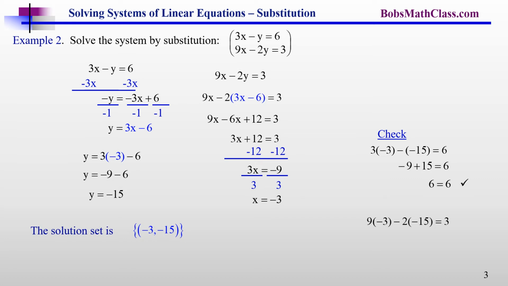9 times negative 3 minus 2 times negative 15. 9 times negative 3 is negative 27. And then 2 times negative 15 is negative 30, but there's already a negative there. So that'll turn into a positive 30. And we get 3 on both sides. So we feel good about our answer once again.